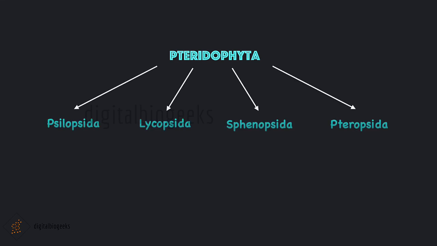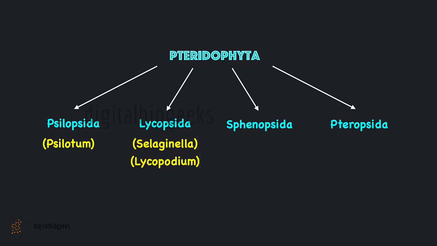Pteridophytes are divided into 4 classes: Psilopsida, Lycopsida, Sphenopsida, Pteropsida. An example of Psilopsida is Psilotum. Examples of Lycopsida are Selaginella and Lycopodium. An example of Sphenopsida is Equisetum, and examples of Pteropsida are Dryopteris and Adiantum.